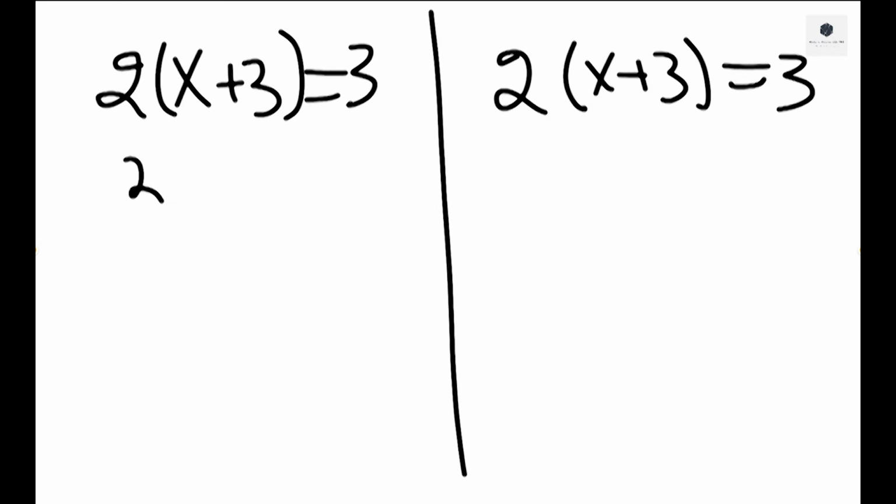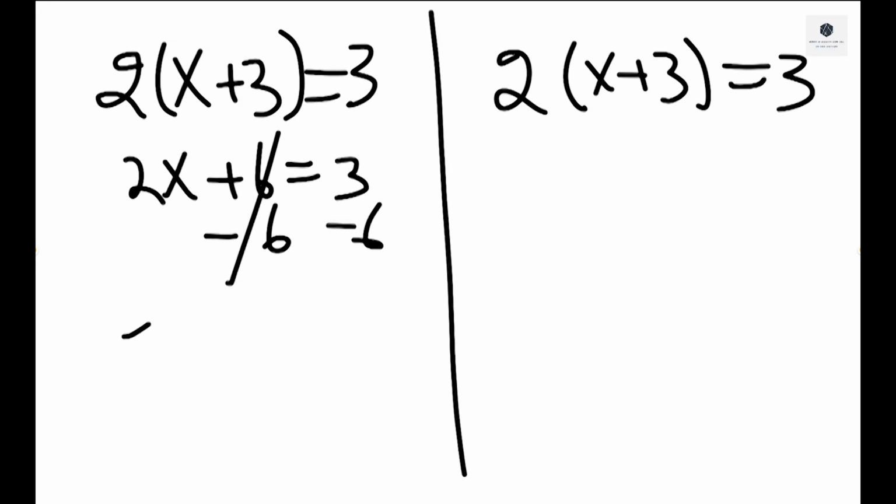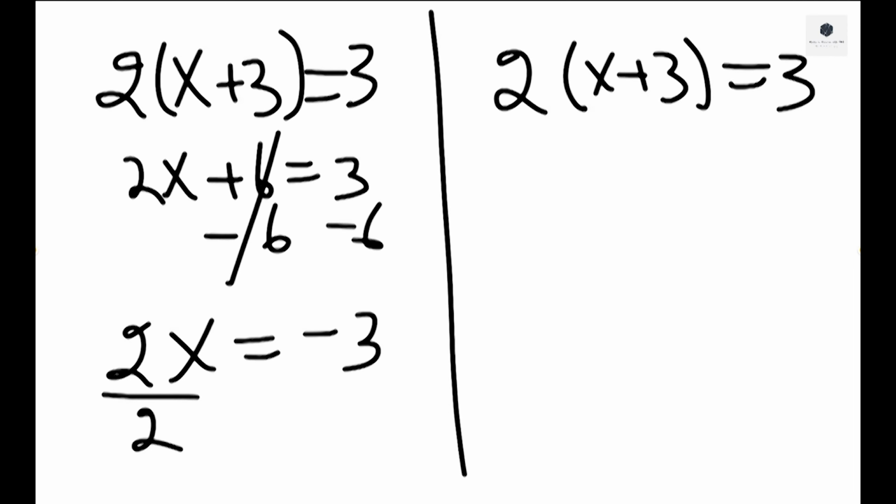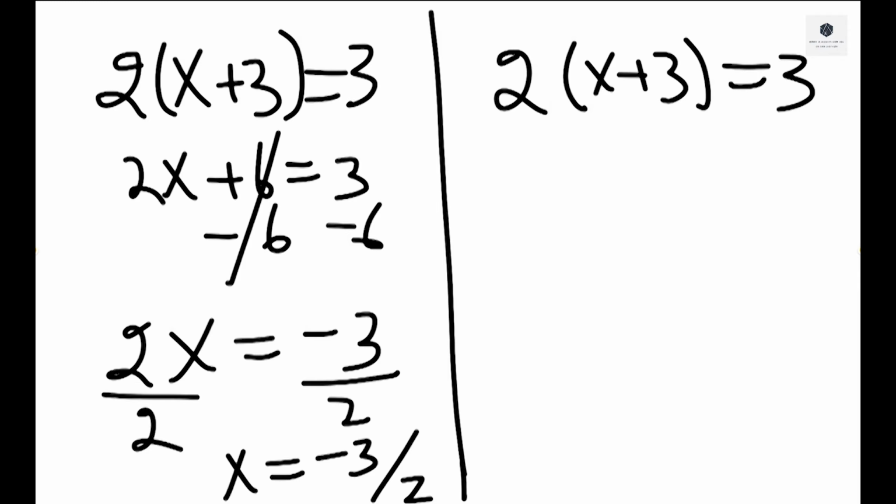So 2 times x is 2x and 2 times 3 is 6, equals 3. In this case, I can get rid of the 6 first. Minus 6, I have 2x left, and equals 3 minus 6, which is minus 3. I divide both sides by 2 to get rid of the 2. So x equals minus 3 divided by 2. This is one way, where I got rid of the plus 6 first, but I opened the bracket first.